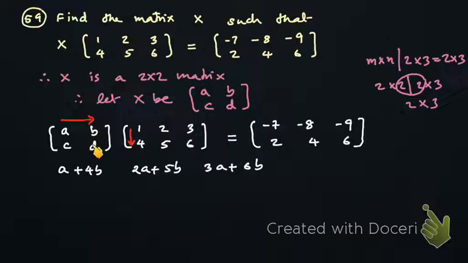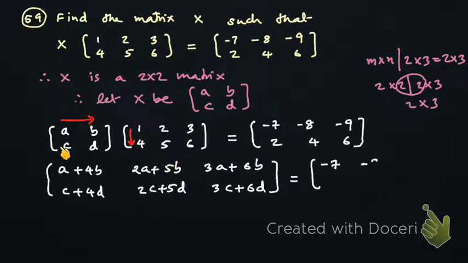Now I have the second row, C D going along the first column. What is that going to be? C D going along 1, 4: 1C plus 4D. Then C D going along the second column, which will be 2C plus 5D. And C D going along the third column, which will be 3C plus 6D, is equal to the right hand side. I just copy as it is.